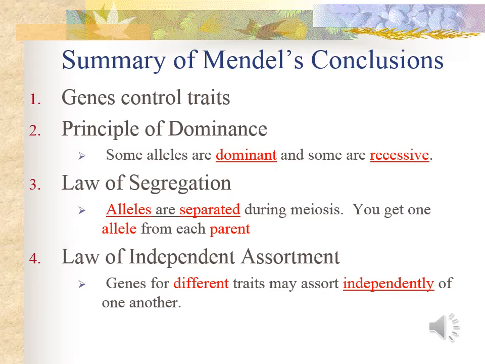The law of independent assortment, the fourth one, is that genes for different traits may assort independently of one another, and so we get different combinations. So those are the four laws, four conclusions that you must memorize and understand for the test.